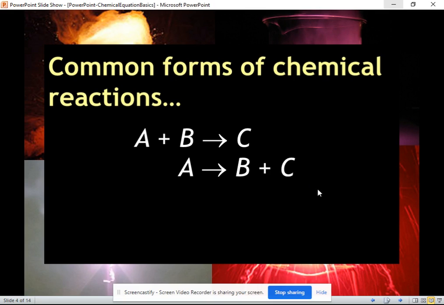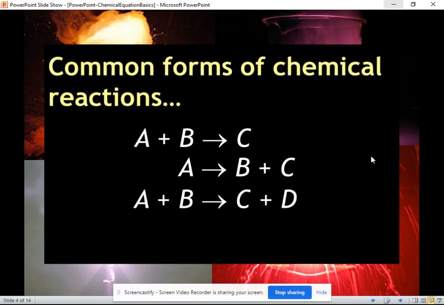Another format might be this. A yields B plus C. All right, the arrow always goes this way. All right. And then another way that we can write it is where we have 2 reactants and 2 products. It could be written like this: A plus B yields C plus D. So that would indicate another arrangement.